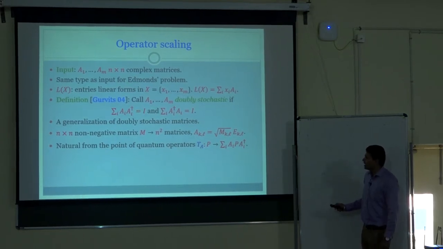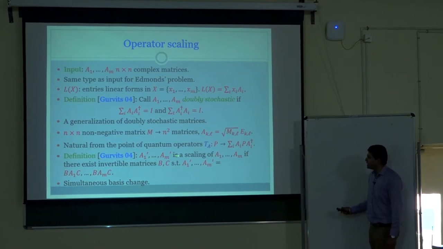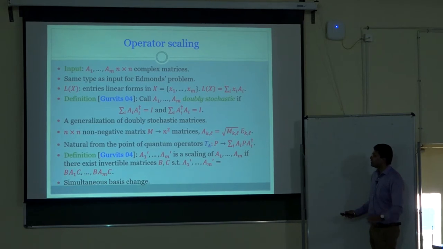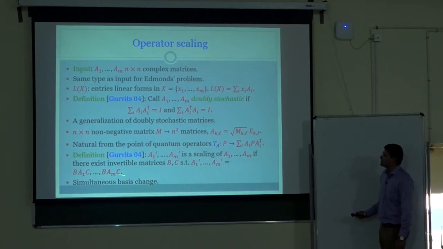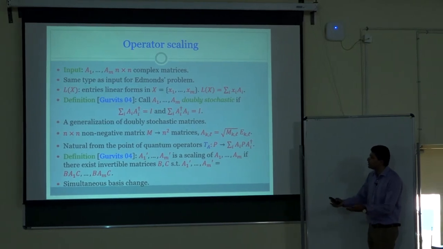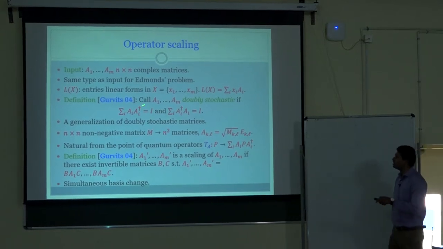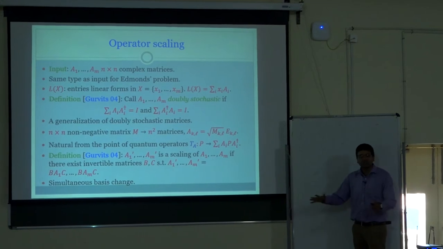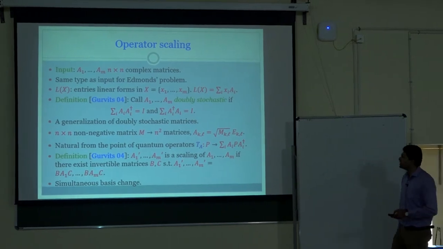So you have this input, you want these conditions to be satisfied. What are the operations you are allowed? This is the definition that Gurvits gave in 2004. He said that the tuple of matrices A1 prime to Am prime is a scaling of A1 to Am if you can pre- and post-multiply these matrices Ai by invertible matrices to get this tuple. That is, if there exist invertible matrices B and C such that Ai prime is equal to B Ai C. So this is some simultaneous basis change you are doing to all of these matrices. This is the notion of scaling. So this is a weird problem. You're given a tuple of complex matrices, you want some weird conditions to be satisfied under some weird set of operations. But I can tell you that this is a strict generalization of the matrix scaling problem, the same way quantum computers are a generalization of randomized computers.